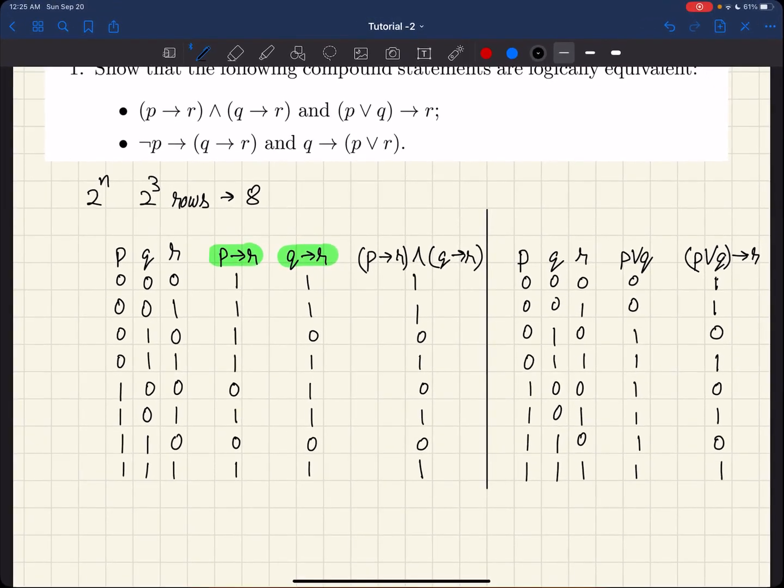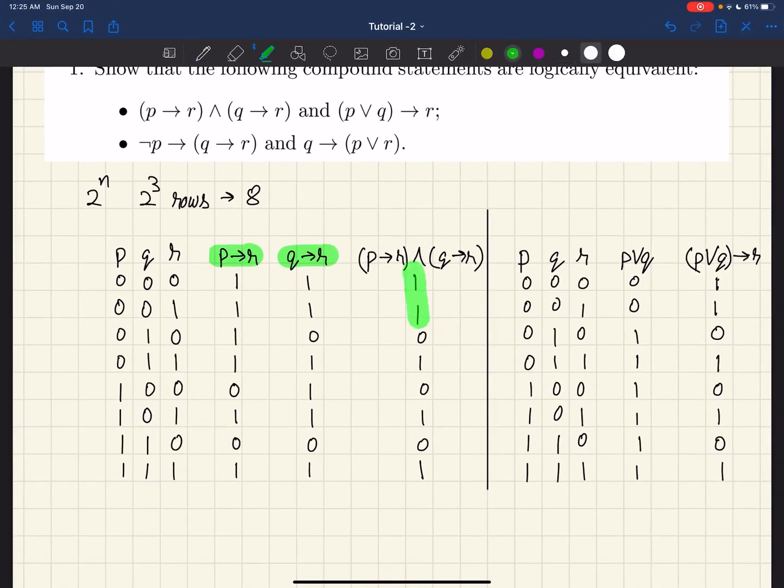So if you were to compare this and this, they both are the same. So the given two compound statements are logically equivalent. Let's move on to the second part.